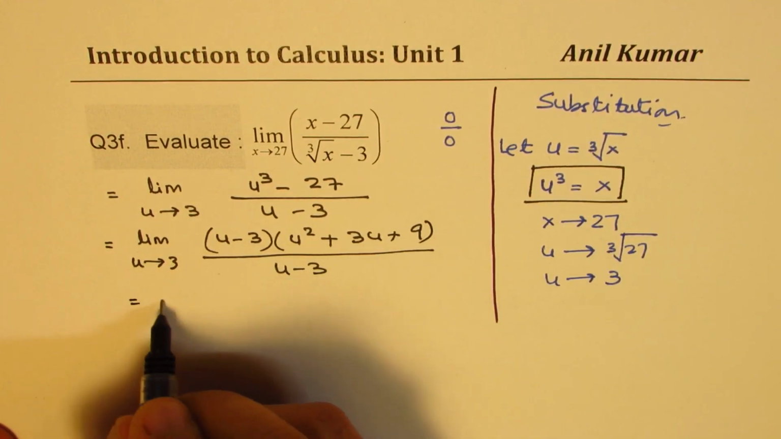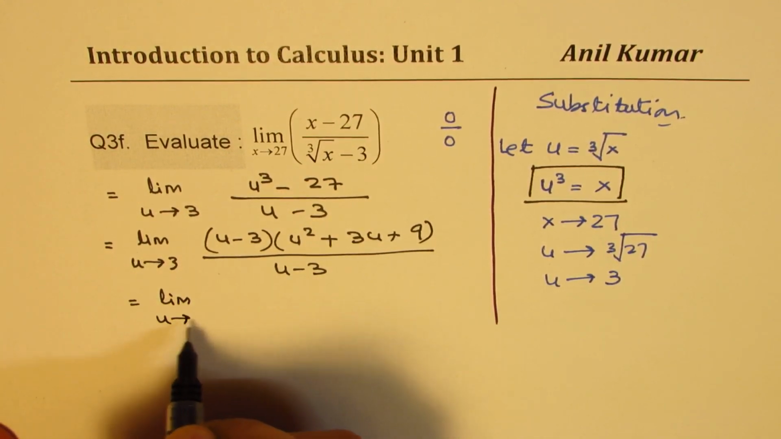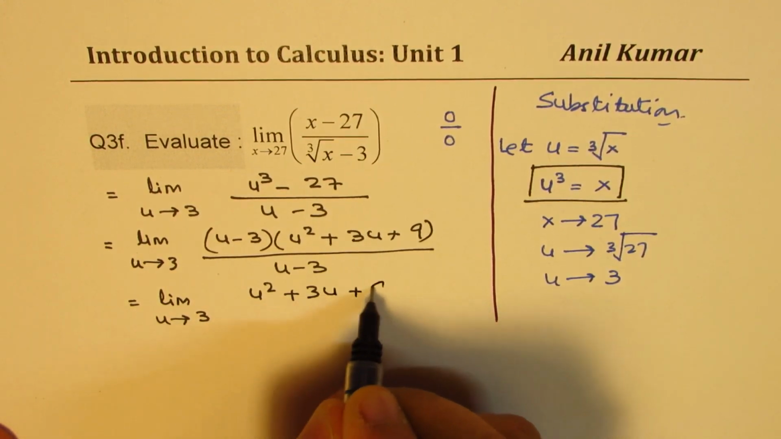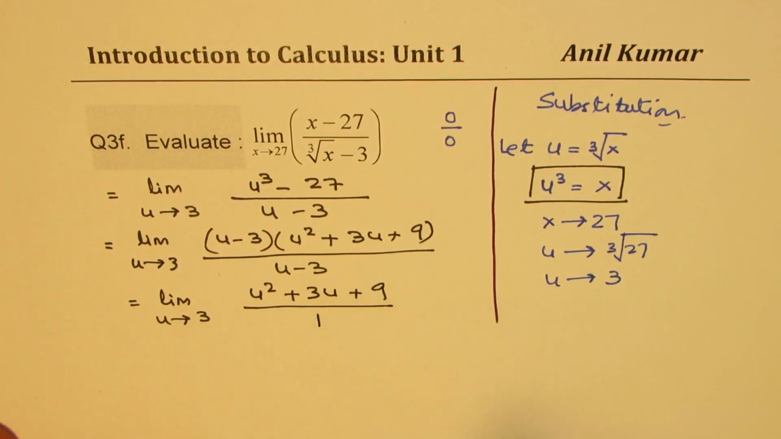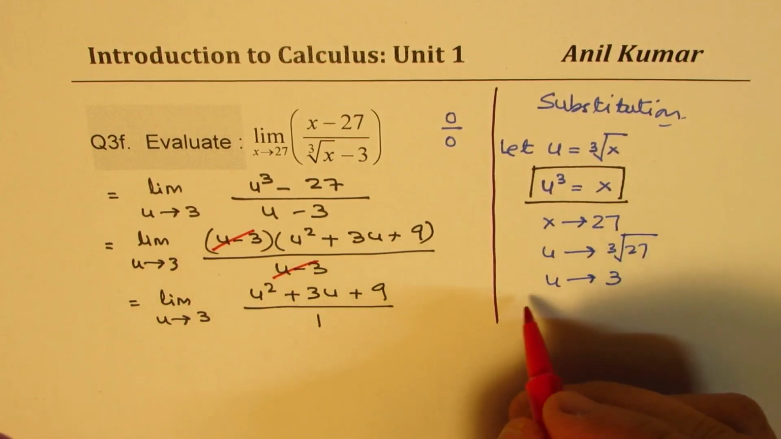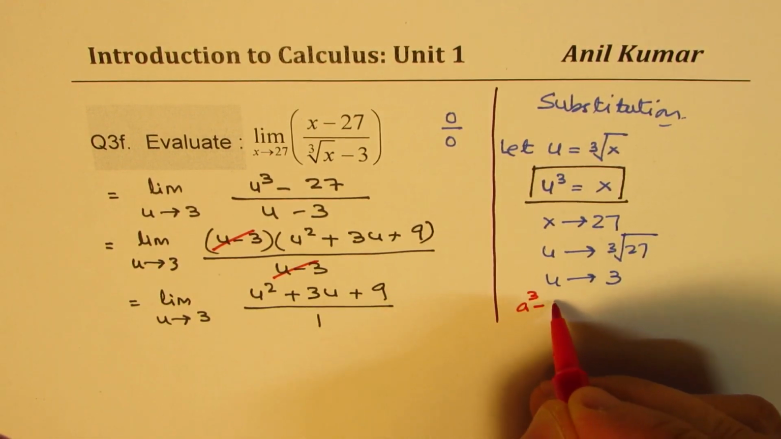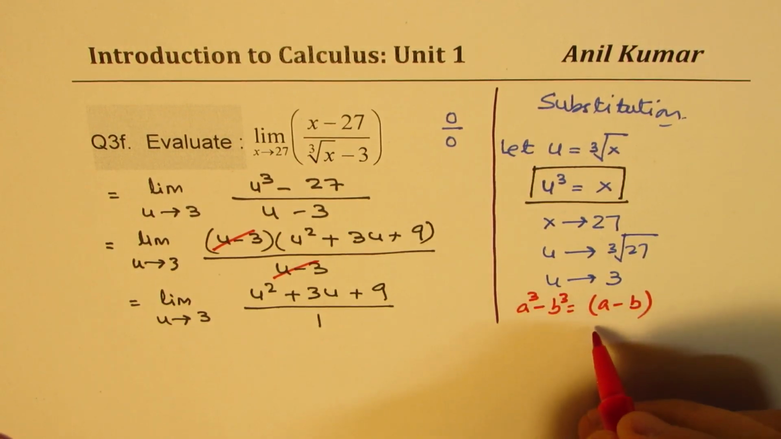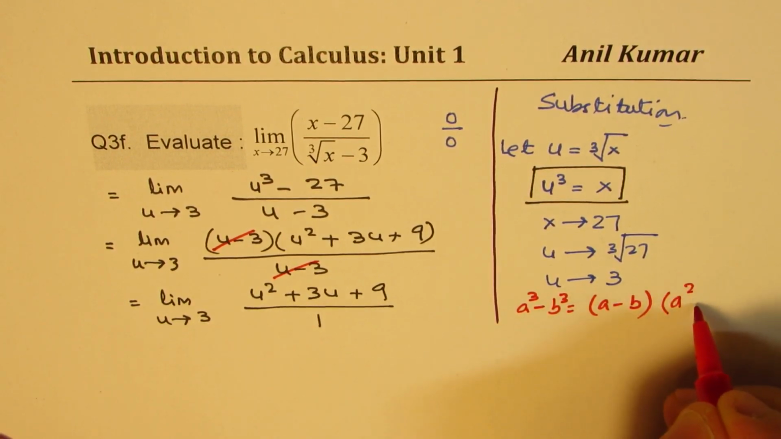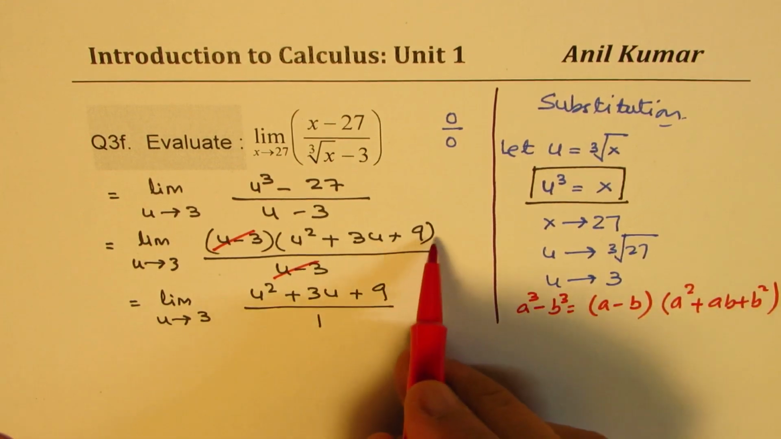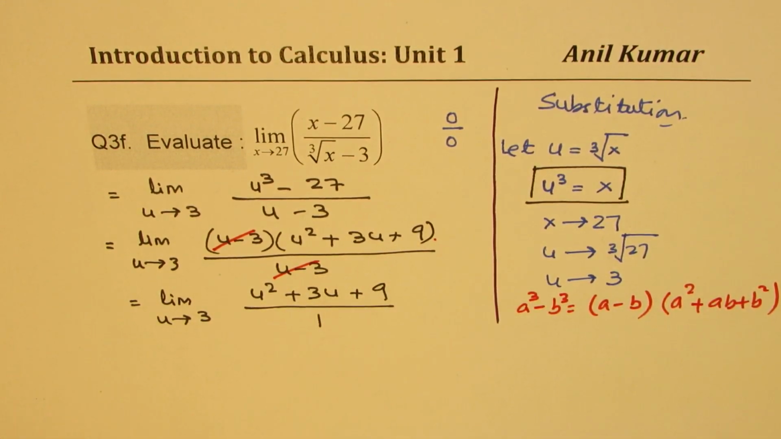So u minus 3 cancels, so we get the limit as u approaches 3 of u square plus 3u plus 9. As we can see, this cancels. Second, about the factoring part, if it is a cube minus b cube, as I said earlier, it can be written as a minus b times a square plus ab plus b square. So we use this formula to factor. Perfect.